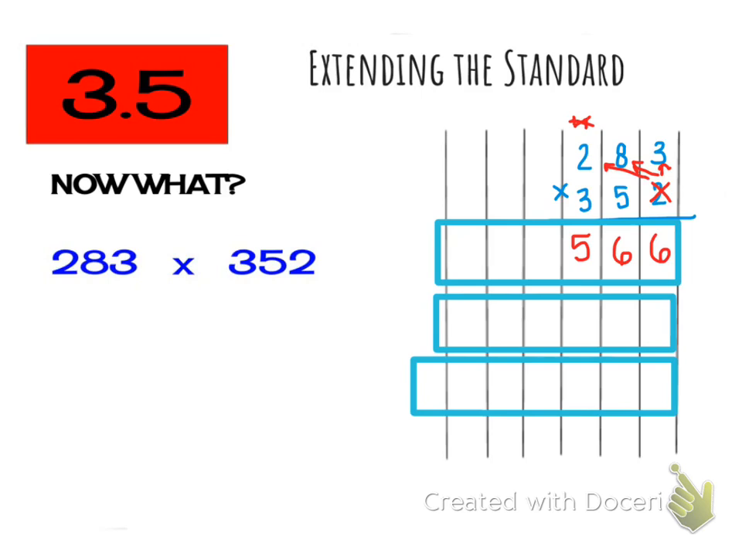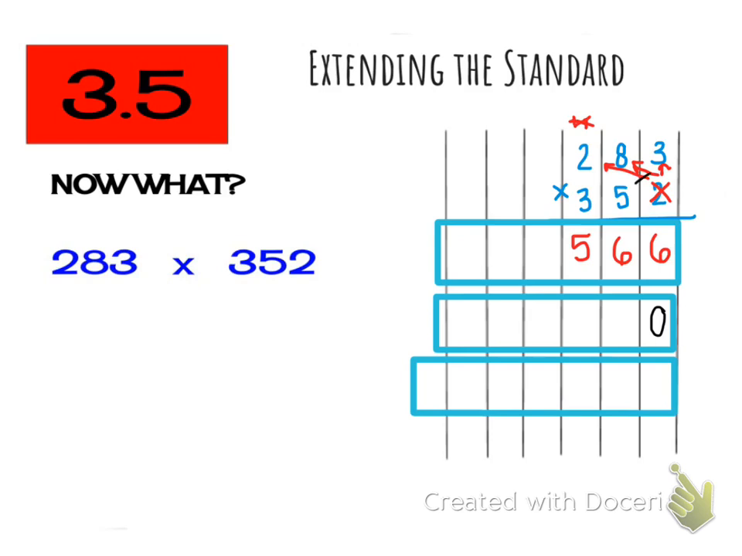Now we're going to start multiplying by the 5. Since we're multiplying by a number in the tens place, the 5 is in the tens place, that means we have to add a 0 in the ones place because everything we multiply is going to be 10 times bigger. Don't forget that placeholder.